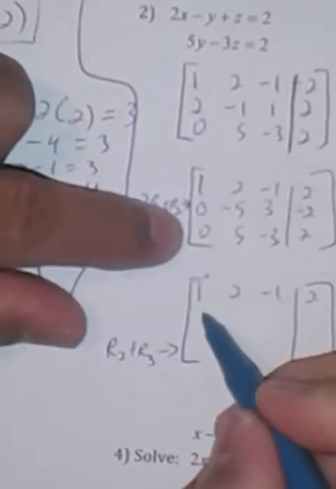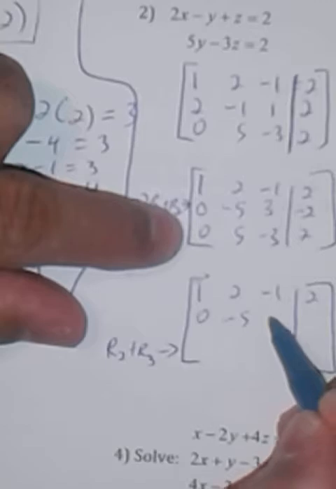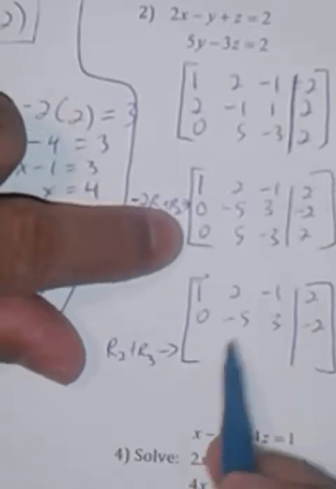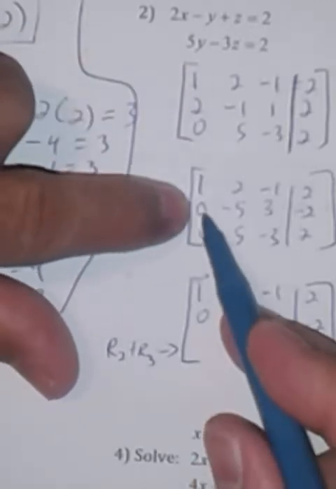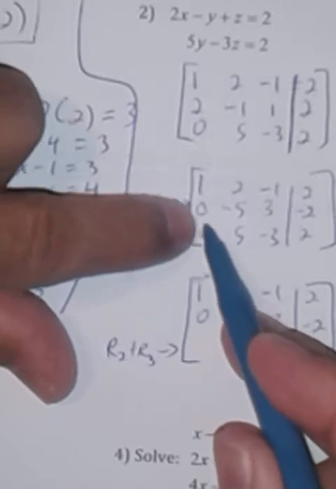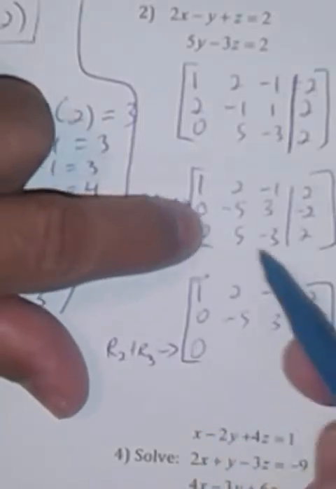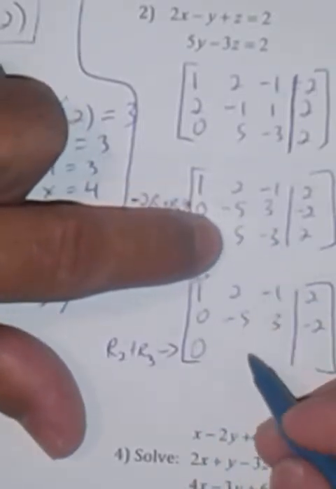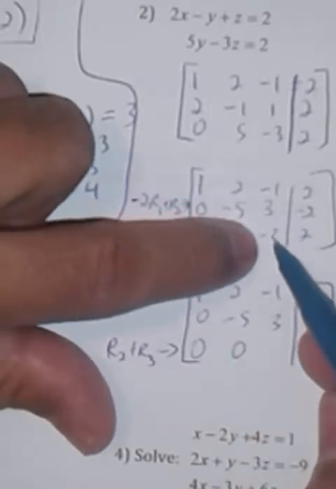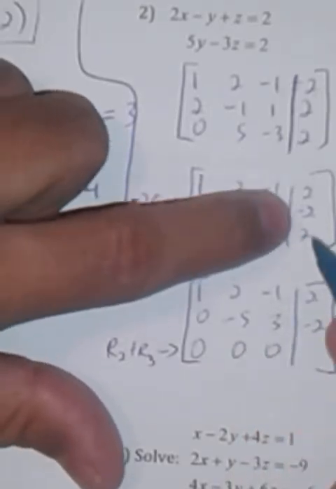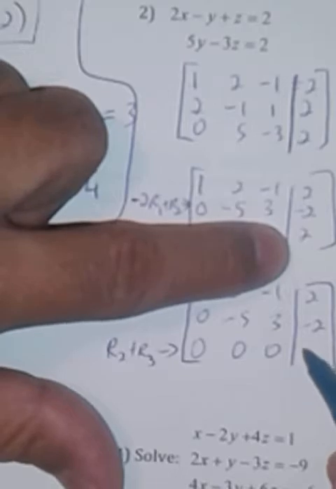What happens to row 2? Nothing. It stays right where it is. What happens to row 3? I'm going to add row 2 plus row 3. So 0 plus 0 is 0. -5 plus 5 is 0. 3 plus -3 is 0. And -2 plus 2 is 0.